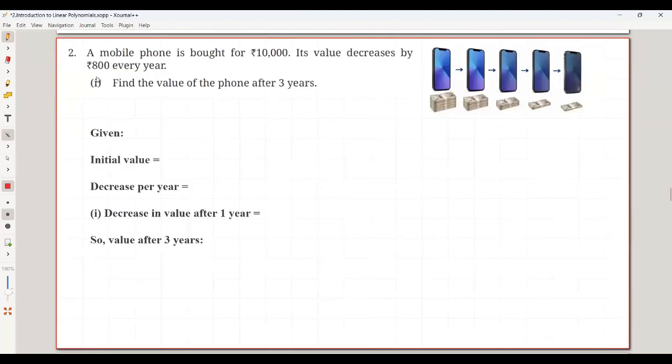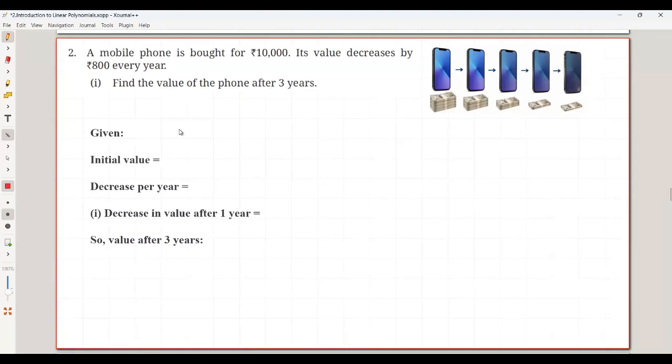Question number 2. A mobile phone is bought for rupees 10,000. Its value decreases by 800 every year. Find the value of the phone after 3 years. So initially the phone is bought for rupees 10,000, and the value decreases by 800 rupees every year. So we have to find the value of the phone after 3 years.